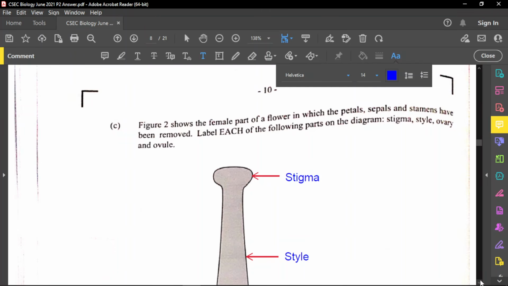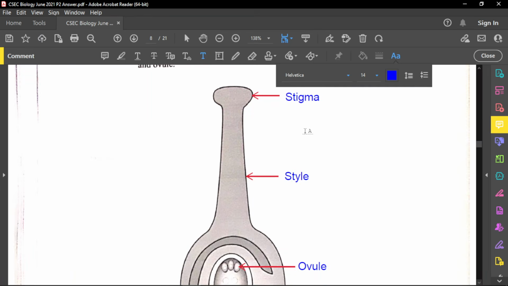All right, so part C: Figure 2 shows the female part of a flower in which the petals, sepals, and stamen have been removed. You're asked to label each of the following parts on the diagram: the stigma, style, ovary, and the ovule. The stigma is the top part, which is sticky. The style is a long narrow tube between the stigma and the ovary, and it is where the pollen tube will be formed.